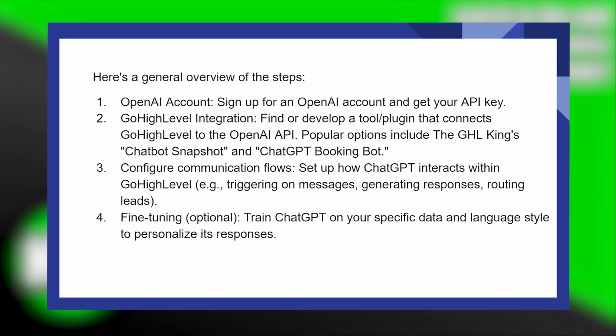Here's a general overview of the steps. Firstly, sign up for an OpenAI account and get your API key. Find or develop a tool or plugin that connects Gohighlevel to the OpenAI API. Popular options include the GHL King's Chatbot Snapshot and ChatGPT Booking Bot.